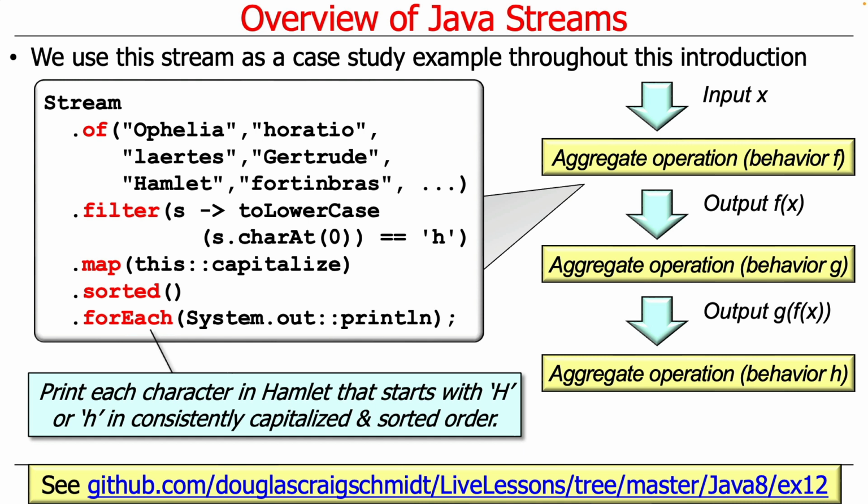We're going to use this example, which you can get here in the EX12 project, in my Java 8 folder, in my Live Lessons GitHub repository, in order to demonstrate some stream features. This particular example prints each character in Shakespeare's Hamlet play that starts with either an uppercase or lowercase h, and it will consistently capitalize each of those names and then sort them. So that's what this particular stream does. We'll walk through each of these things in a second.